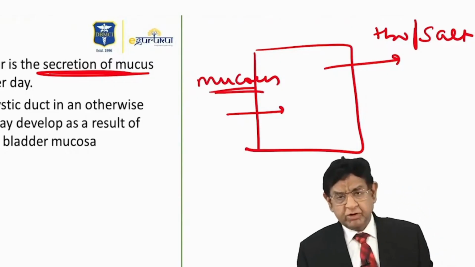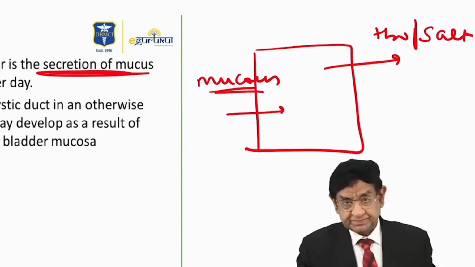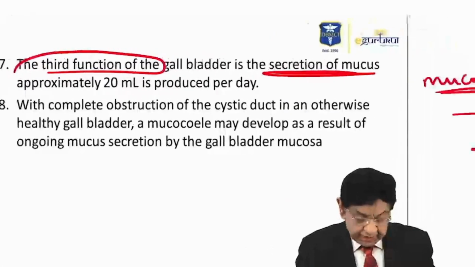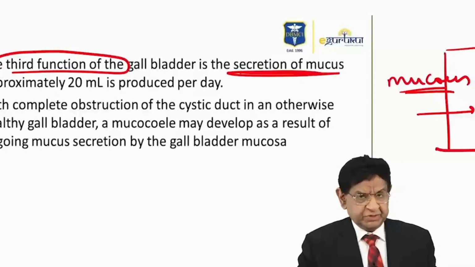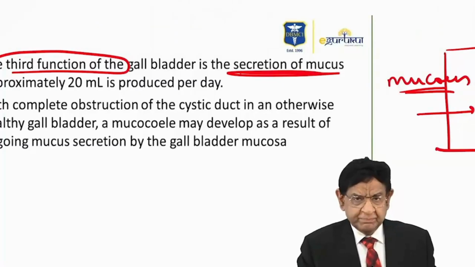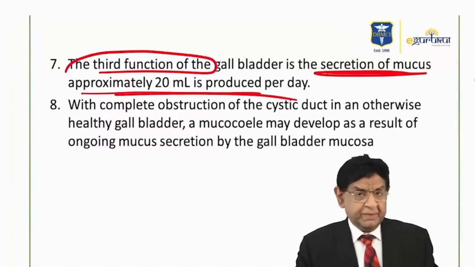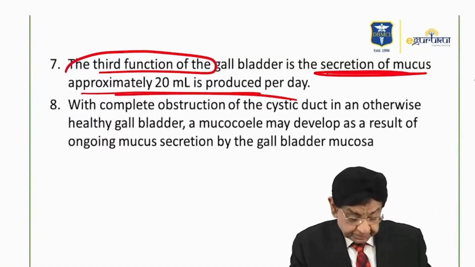The lining of the gallbladder secretes mucus, but not very much. About 20 ml is produced per day. Okay, but it is secreting mucus, although very little, but it is important.